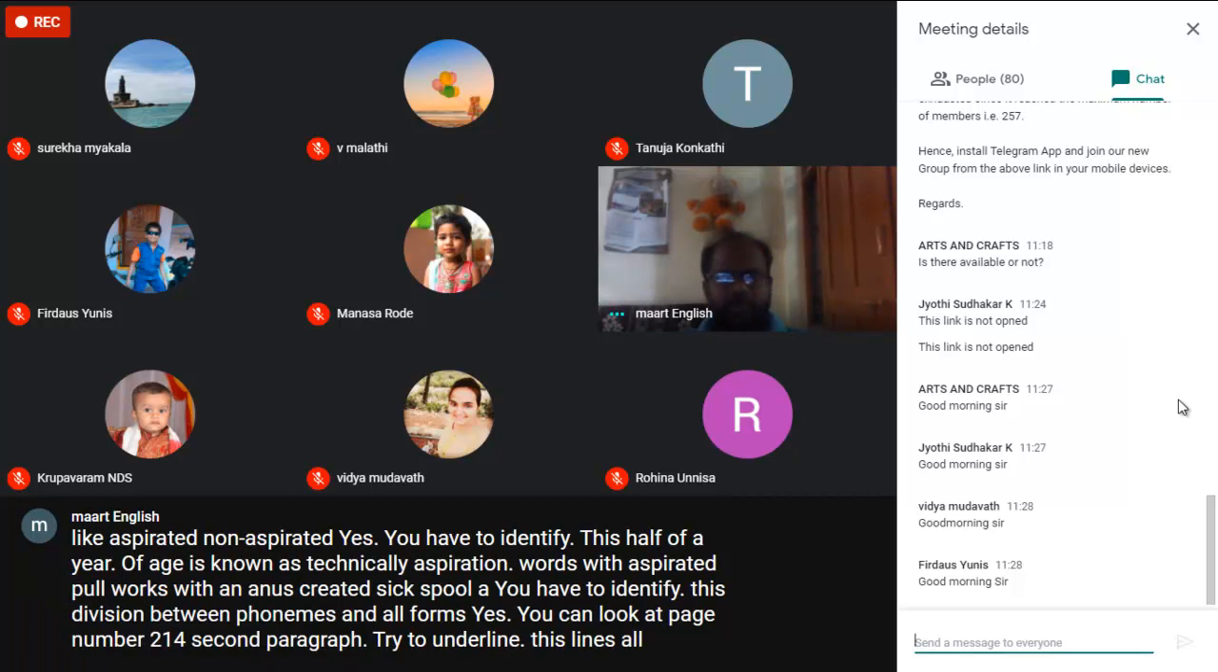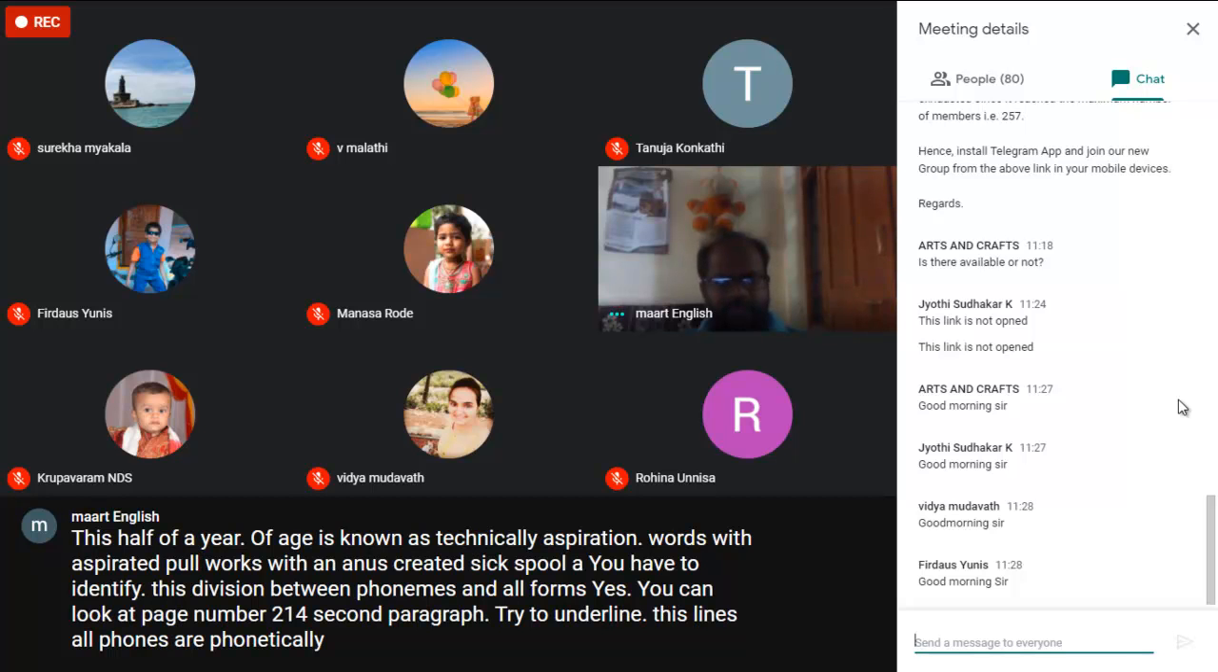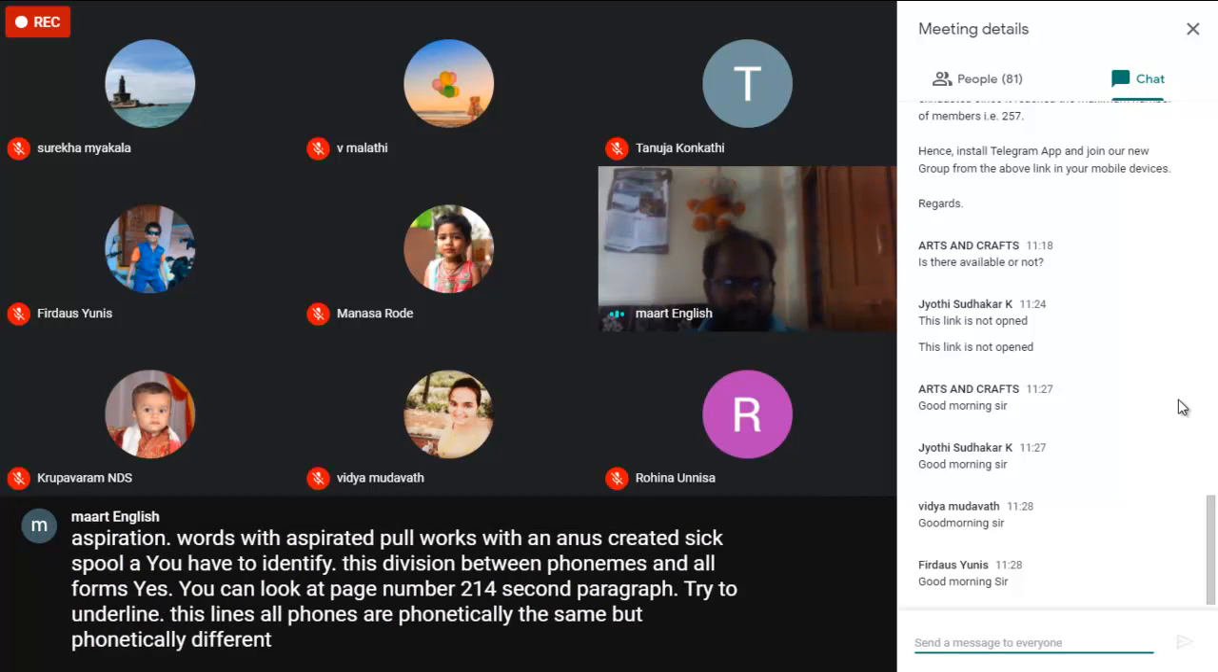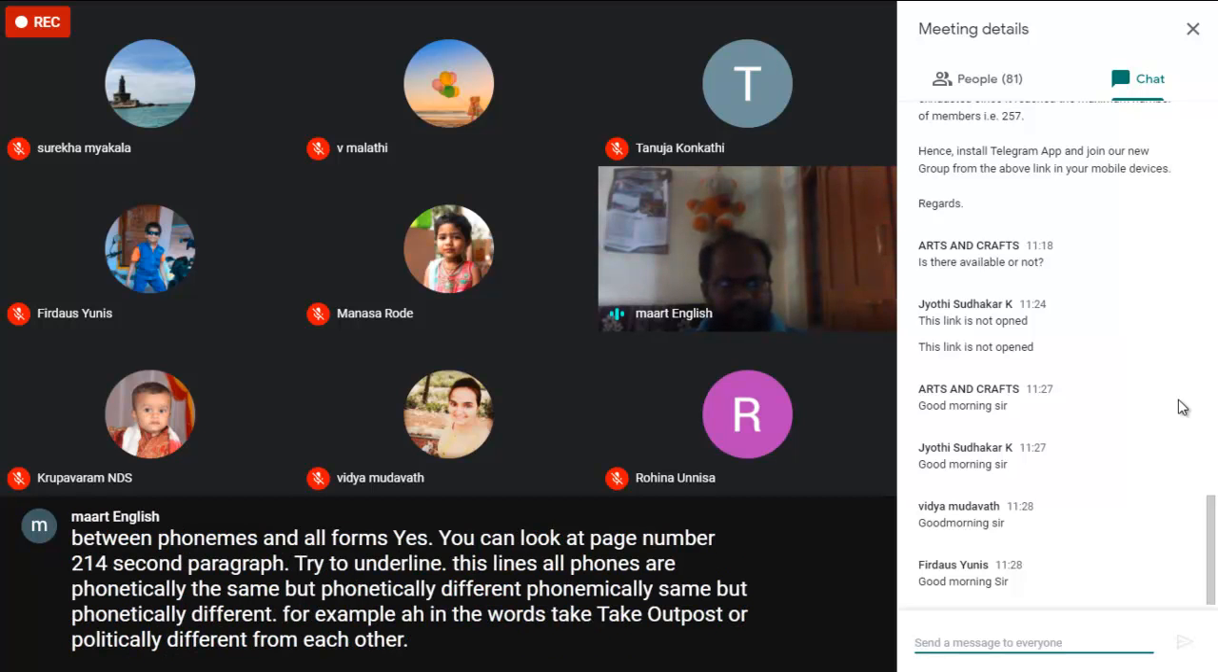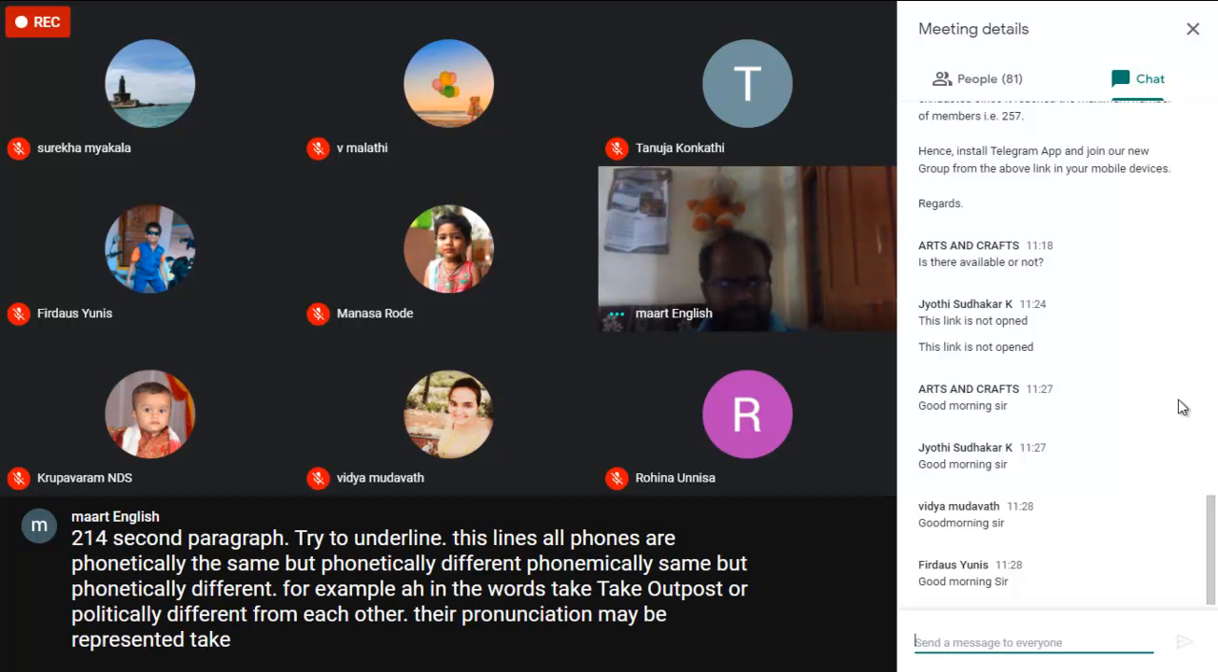Allophones are phonemically the same but phonetically different. For example, ta in the words take, stake, outpost are phonetically different from each other. Their pronunciation may be represented as take, stake, and outposts respectively.